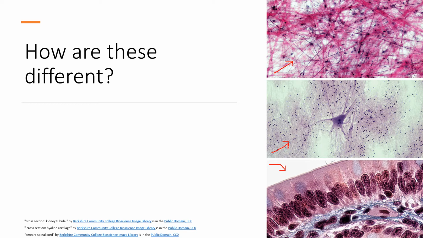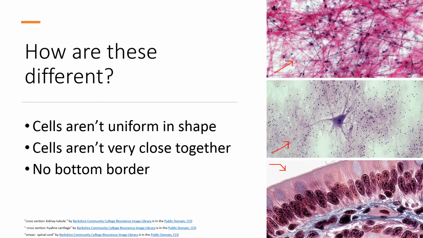All right, got your list? Okay, let's see. What are some differences between epithelial tissues and some of the other tissue types? One thing you might notice is that the epithelial tissues tend to have a uniform shape, so these cells down here are all roughly rectangular shapes.